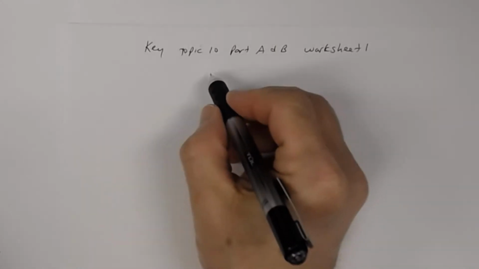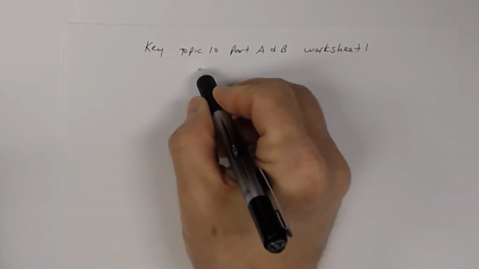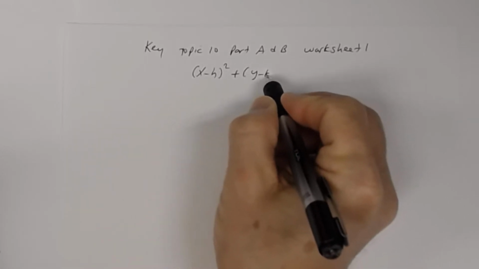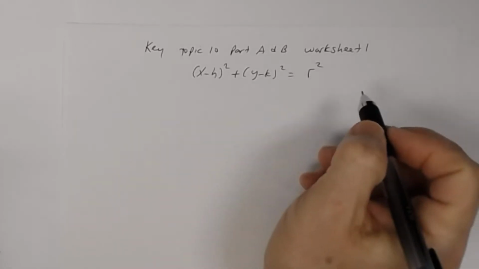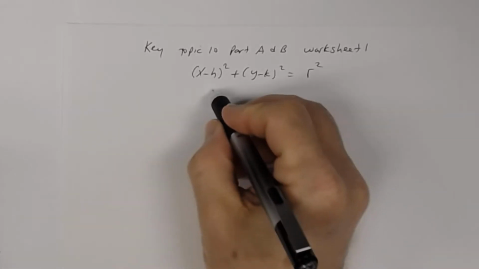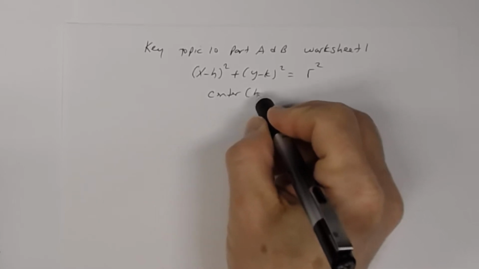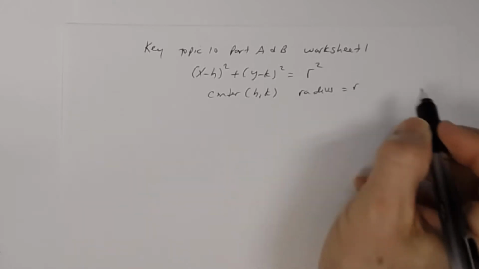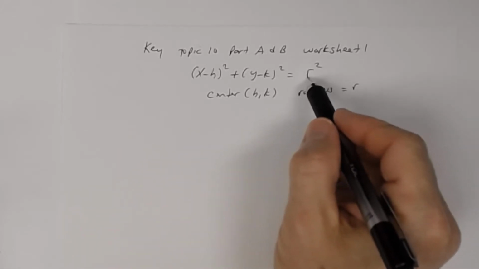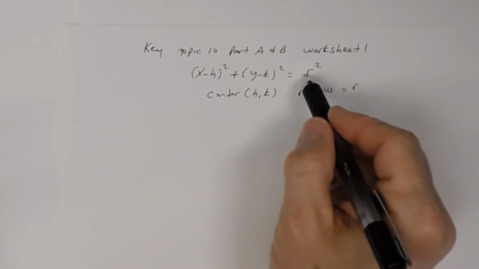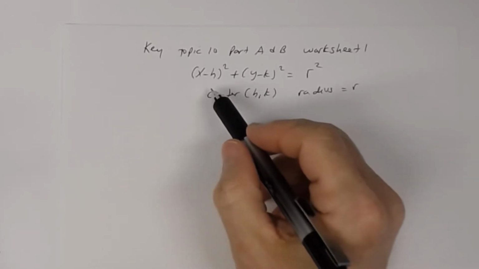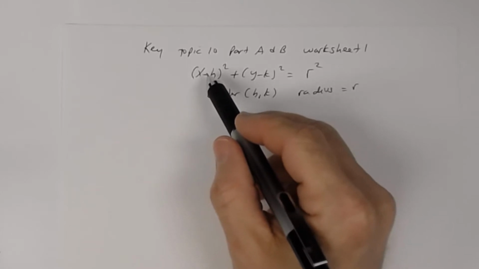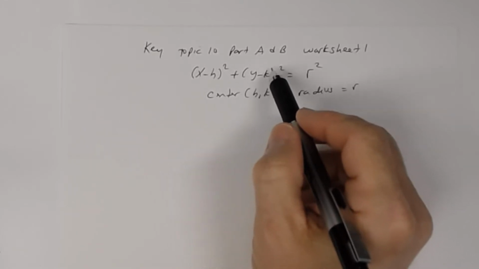So for one thing, the standard form for the equation of a circle is this. It's (x minus h) squared plus (y minus k) squared equals r squared. So that's what the standard form is. The center is (h, k), and the radius is r. That's the radius. So the radius is r. It's not r squared. It is r. And the center is (h, k). And keep in mind that the form looks like this: x minus h, y minus k.